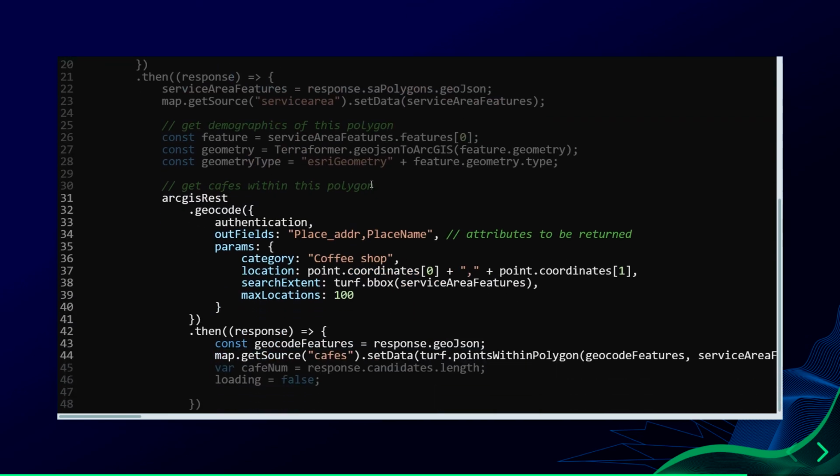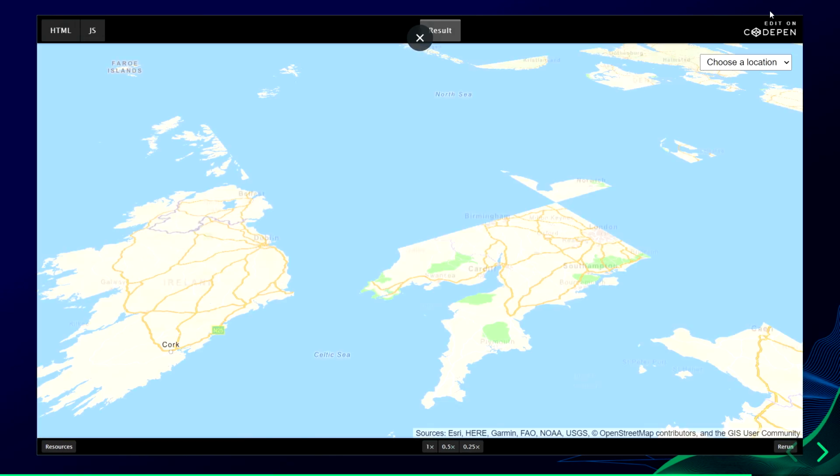And then down here, we do the same thing with the geocode method. We set our parameters. Note here how we are specifying the category as coffee shops. We are searching for coffee shops within our area, within our service area. And then the response is used to update the data source. And here we have our final application.